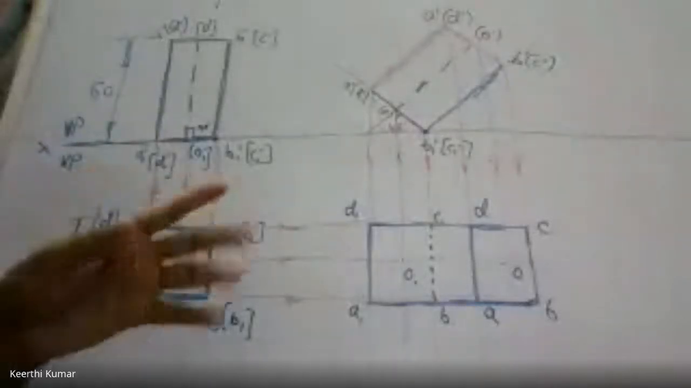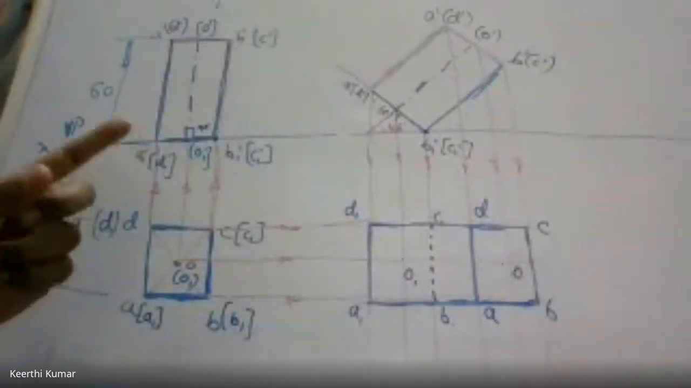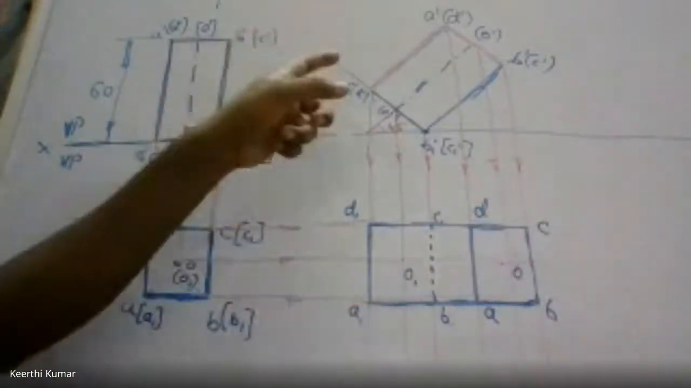First we connected A to B, B to C, and C outermost we did. Then we checked the connecting order. What is the connecting order? A to B, B to C, C to D, D to A. In that, A to B was connected, B to C was also connected, C to D was connected, but there was no connection from D to A. So we went for checking the visibility.